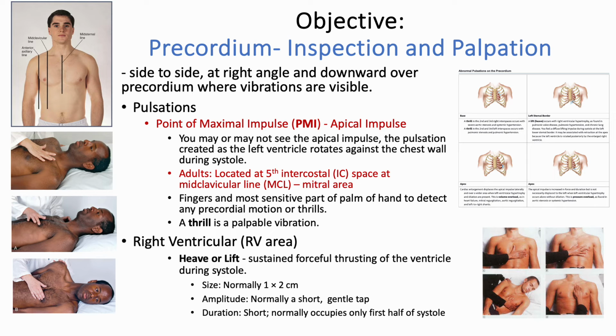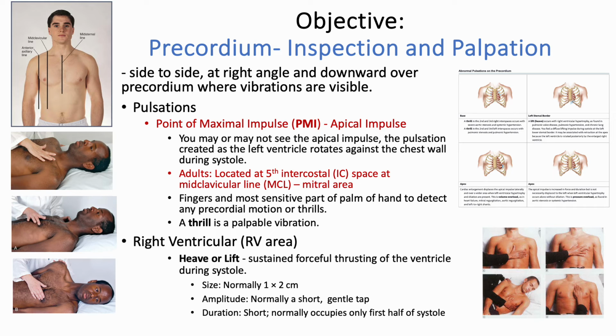Finally, you're going to look for the PMI, which is at the 5th intercostal space midclavicular line, because this is where the apical impulse is going to be best. And this pulsation is created when the left ventricle rotates against the chest wall, and this happens during systole.